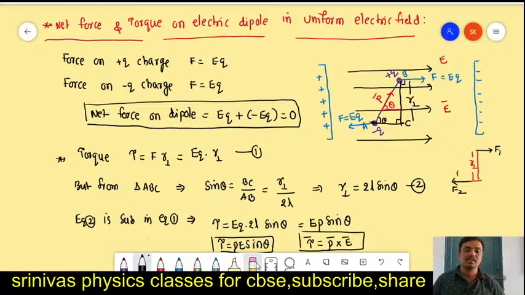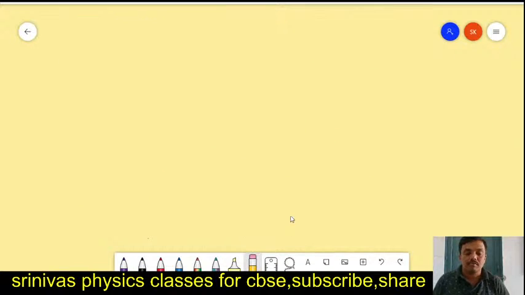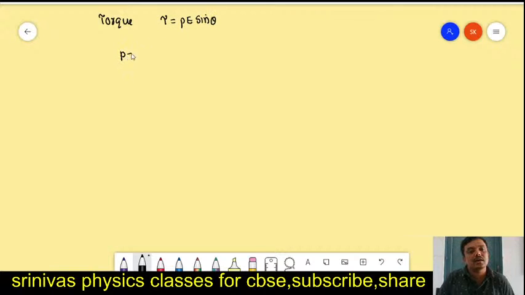I'm going to erase this. What torque formula did we get? The torque on an electric dipole formula we got is PE sin theta. What is P in this? P is Q into 2L. It is the dipole moment.